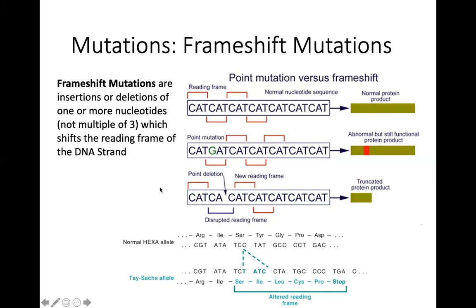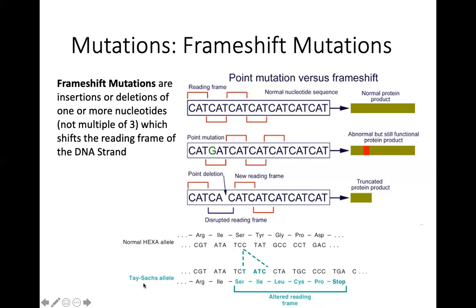Another example is the Tay-Sachs alleles. In Tay-Sachs, there is a deficiency in hexosaminidase A, your Hex A. So the normal Hex A allele is this: CGT, ATA, TCC, TAT, GCC.